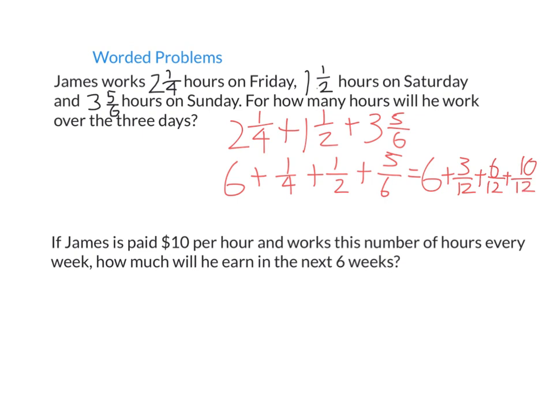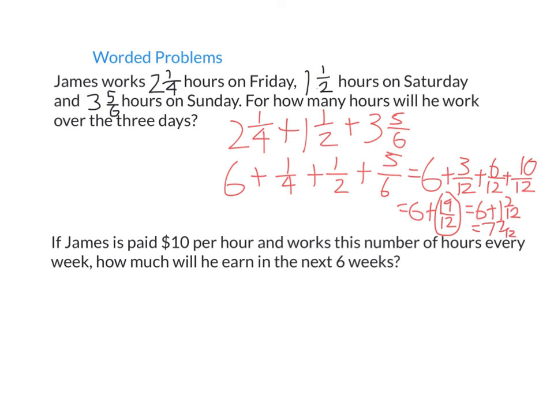So now when I add fractions with the same denominator, I just add the numerator. So 3 plus 6 plus 10 is 19. This is 6 plus 19 over 12. So I'm going to convert this to a mixed number. So 19 over 12. How many times does 12 go into 19? Once, remainder 7. So it's 6 plus this is 1 and 7/12. So he has worked for 6 plus 1 is 7 hours and 7/12 of an hour.